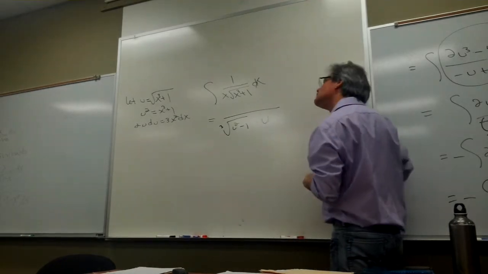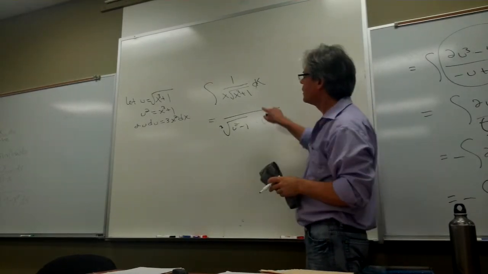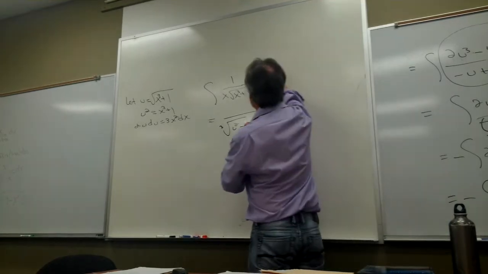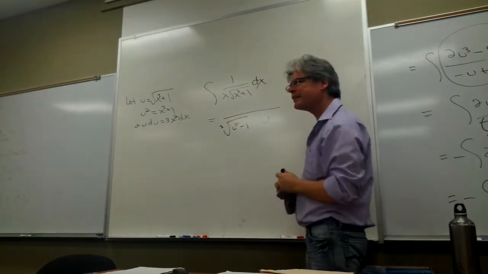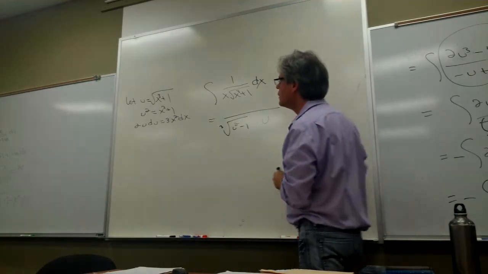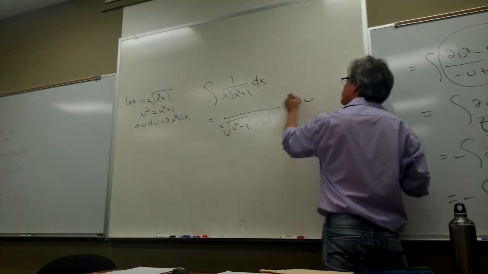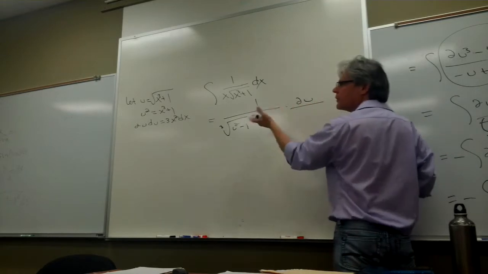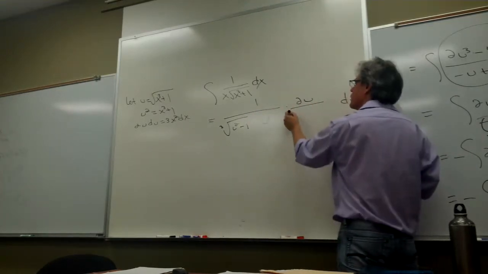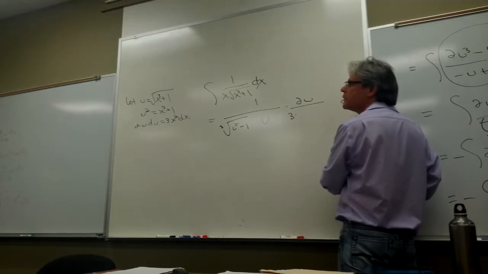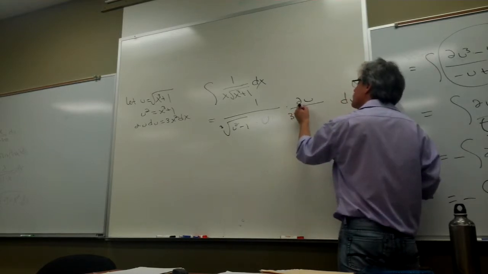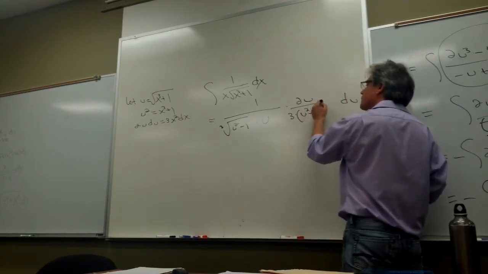What's another name for du? Sorry, did I misspeak? 2u du. Sorry, no, 3. Gosh, I'm getting so sloppy, sorry. It's a dx. So you're saying 2u du divided by, what were you going to say? 3x squared. But x squared is nothing more than the cube root of u squared minus 1, squared. Very nice. So u squared minus 1 to the 2/3.